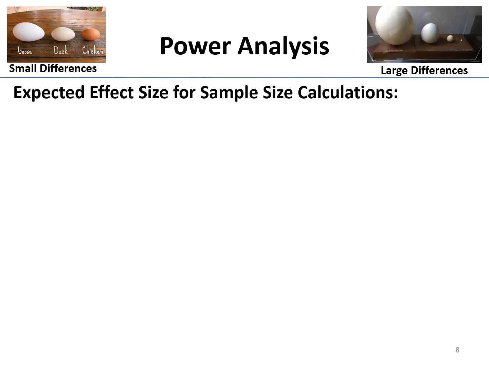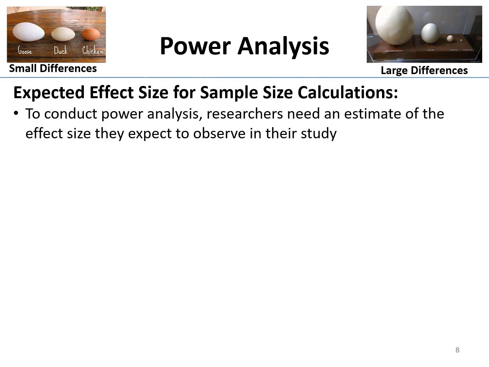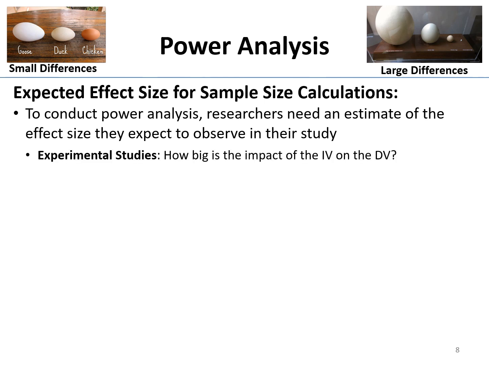So let's continue to talk about that final required element for conducting power analysis. And that is the need to have an expected effect size in order for you to determine a minimum required sample size. So to conduct a power analysis, you need an estimate of the effect size that you expect to observe in your study. So if you're doing an experimental study, you need an answer to the question, how big do I think the impact is of the independent variable on the dependent variable?